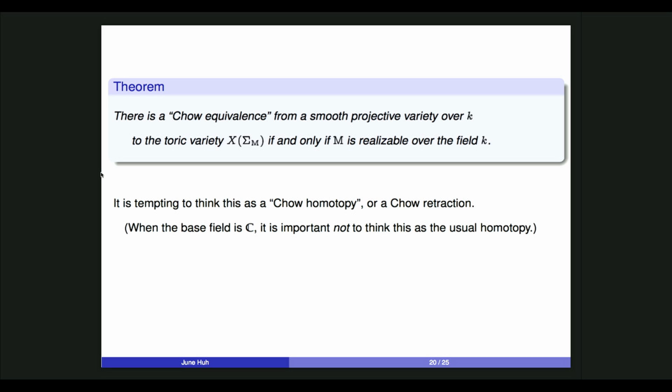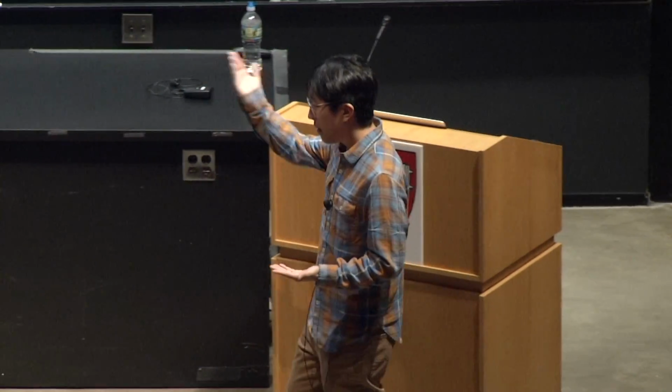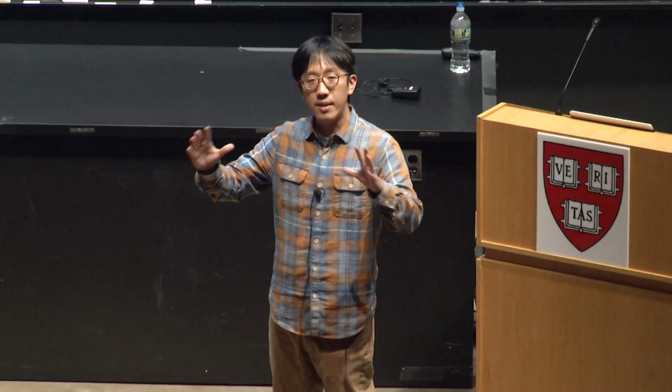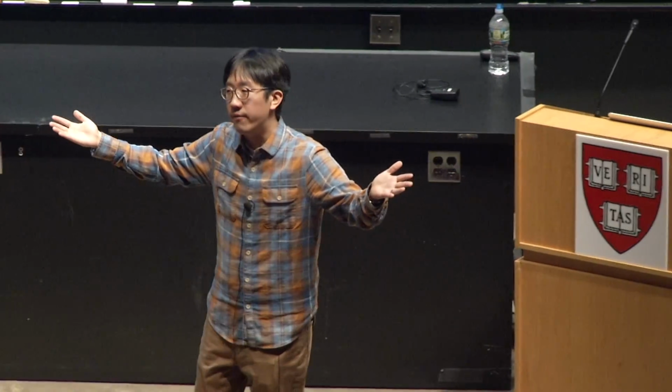So it is tempting to think of this as some version of a homotopy or a retraction at the level of Chow theory. But the interesting fact is that even when the base field is the complex numbers, this is not actually the usual homotopy. And you see this already from the case of CP3 minus 4 points. So if you look at CP3 and remove 4 points, it is a non-compact complex manifold, and its singular cohomology is something horrible. It doesn't have Poincare duality or anything.